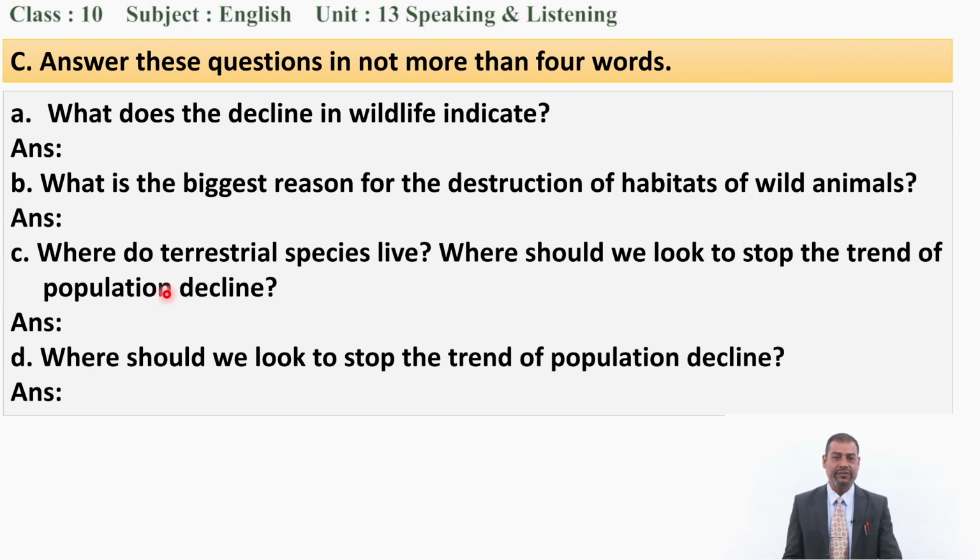Okay. C, where do terrestrial species live? And D, where should we look to stop the trend of population decline? You can find here animals. Okay. Terrestrial, it means a kind of animal here, like living on the ground, you know, such things. Now, where should we look to stop the trend of population decline? See, when the population of animals goes down, where to see? We have to check. Okay, these are the questions. Now, I am going to play the audio for you. Listen and find out the information for these questions.